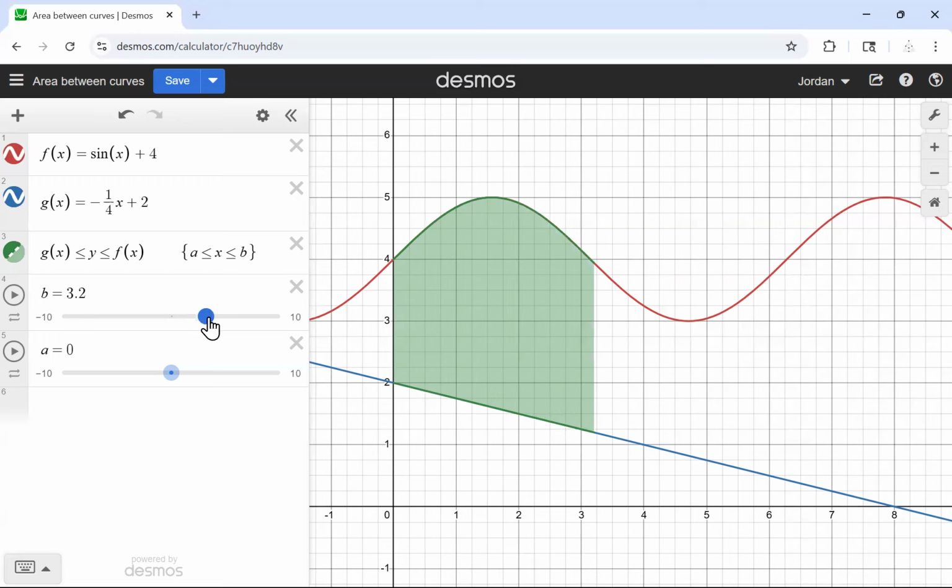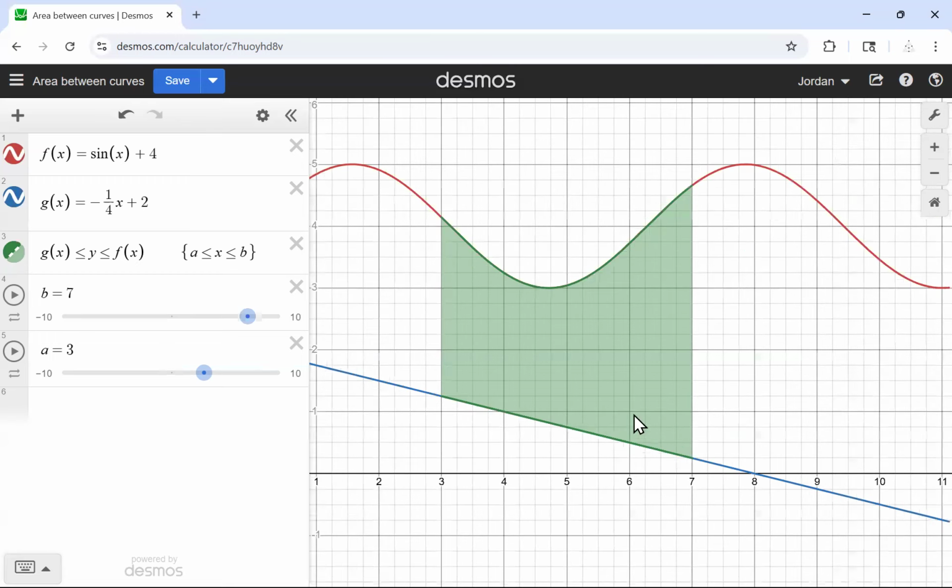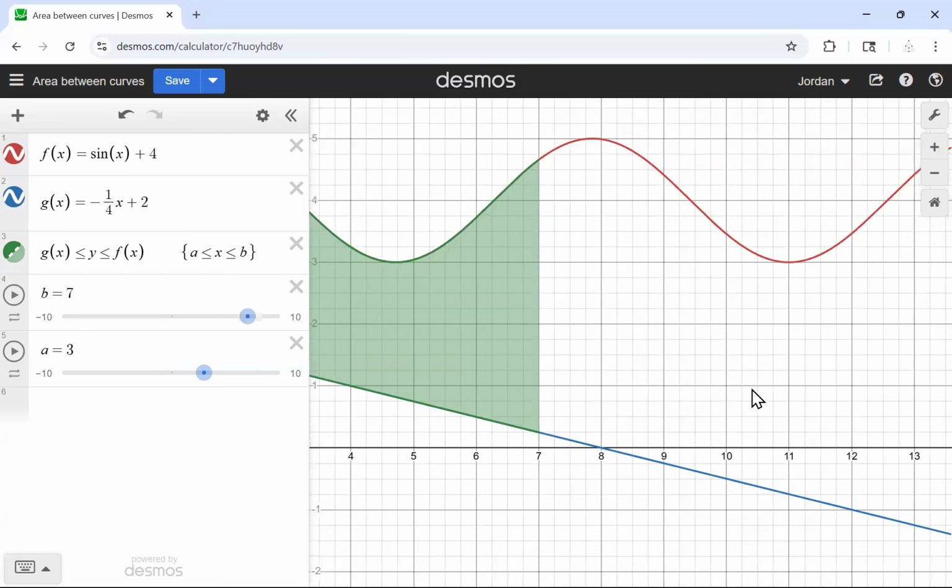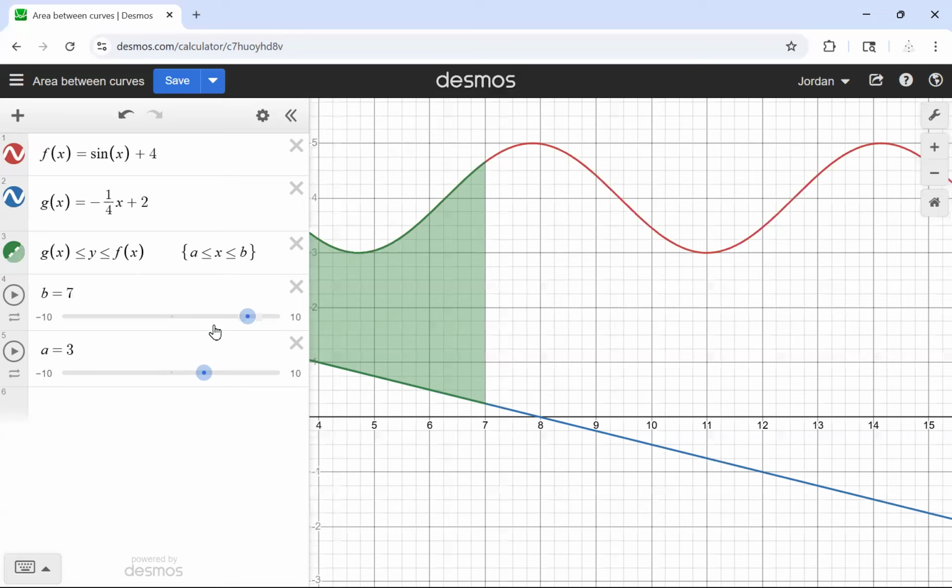I can change whatever x values I'd like in this section. So maybe I find the area between these two curves from x value of 3 to x value of 7. Or maybe I find the area in between these two curves from x value of 9 to 10, so this area here.